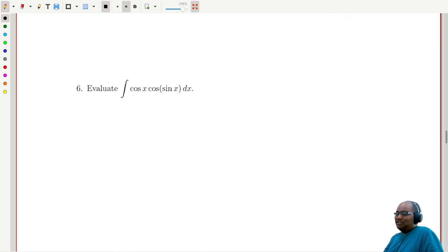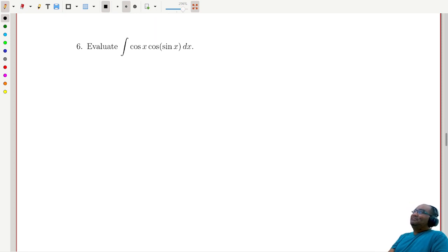All right, now this one's really interesting here, okay? The integral of the cosine of x times the cosine of the sine of x. Now that looks a little scary, okay? We might have to do a few things here, but go ahead and think about it, right? I'm going to give you folks a second to see what the move is here.